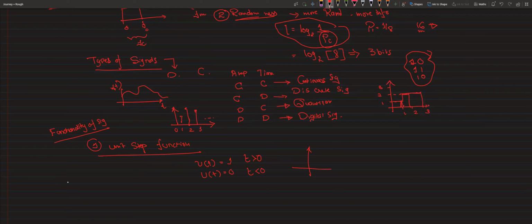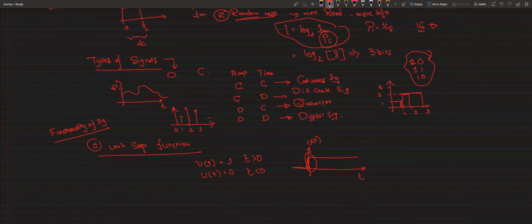At t equals 0, what is happening? At t equals 0 there is a transition, neither 0 nor 1. This is u of t. So whenever there is a discontinuity, this is discontinuous, right?